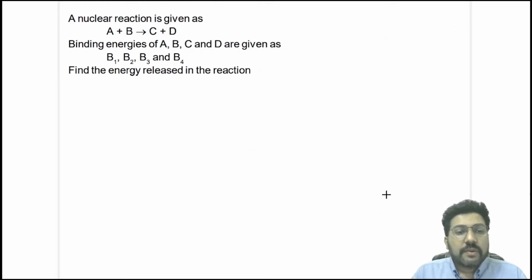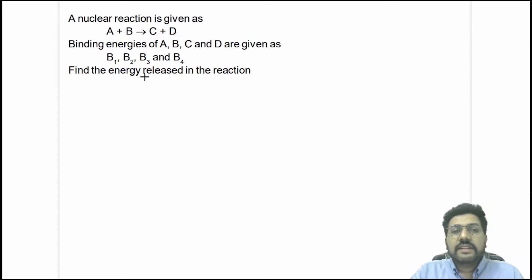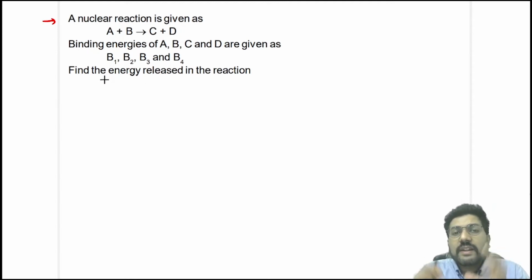Okay, now a nuclear reaction is given by A plus B gives C plus D. They have given you the binding energies of A, B, C, D. Then find the energy released in this reaction. Now this is the theory part, and you have to understand this very carefully.